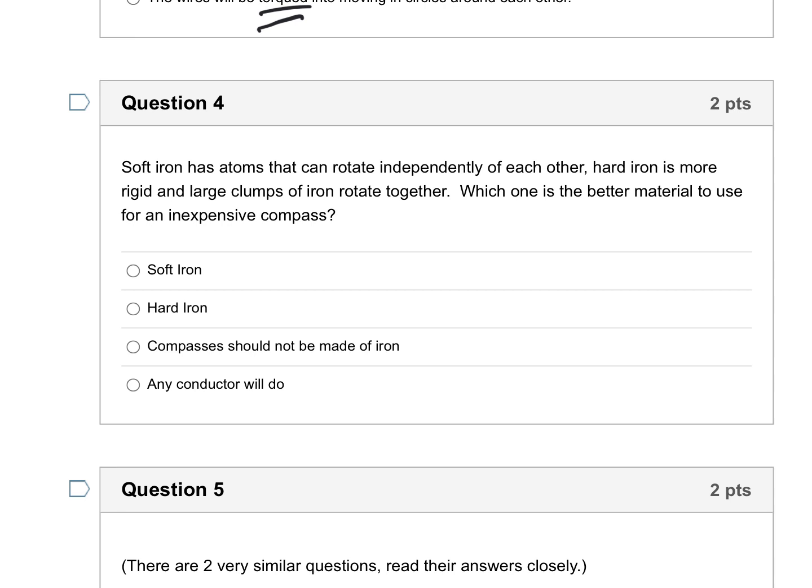Number 4. Soft iron has atoms that can rotate independently. Okay, so looking at that, soft iron has an atom here, an atom here, and an atom here, and they can individually rotate what's happening with them magnetically. Hard iron is more rigid, and large clumps of the iron rotate together. So that'd be all of these guys, and as a group, they rotate together.